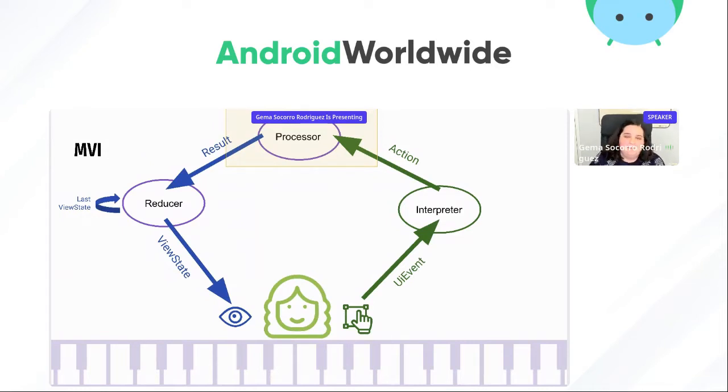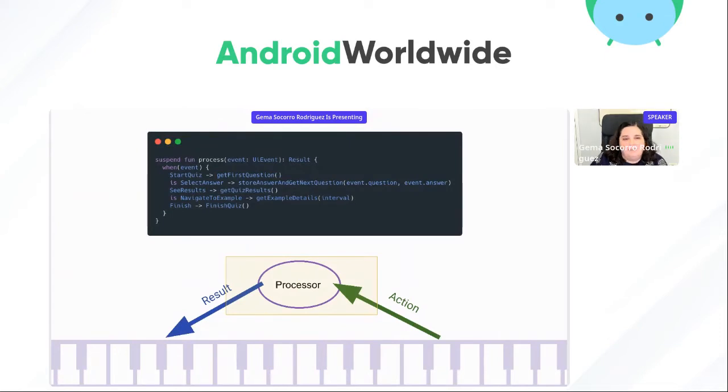So the next step is to send the action to the processor, so the thing that it needs to do gets done. For example, in my case, I sent the start quiz action, and the action that the processor will do will be, for example, get first question. That will return a result with this information.